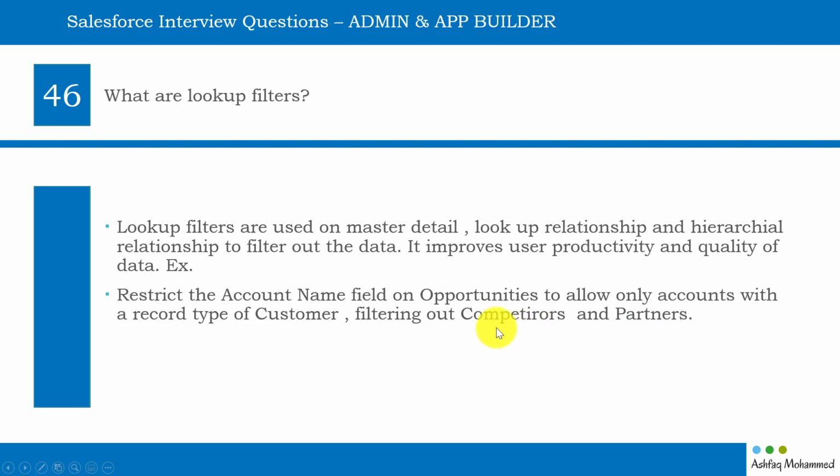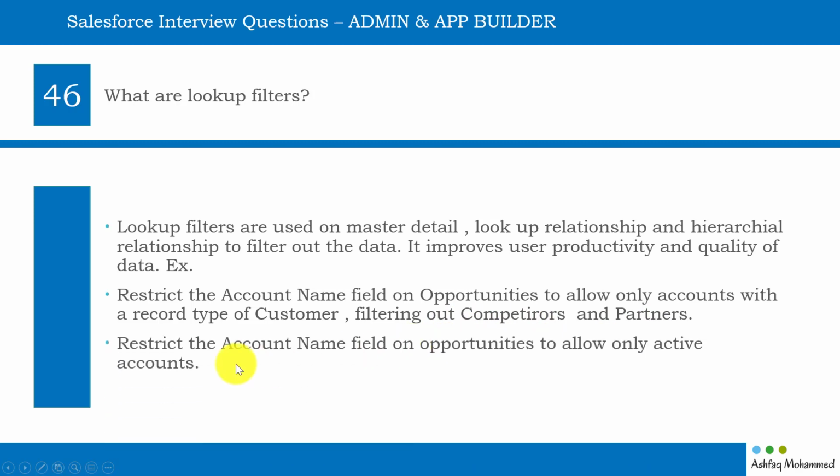What will happen? A list of accounts comes up, right? So in that list of accounts, when you try to search from opportunity, you don't want to show all the accounts. Let's say you want to show only the customers. That too, you have to show only the active customers. Then you can use lookup filters, and whenever the user tries to search an account from opportunity to look it up, they will only see the list of active customers with record type equal to customers. It will not show the competitors and partners.